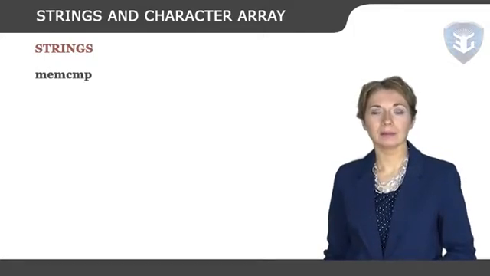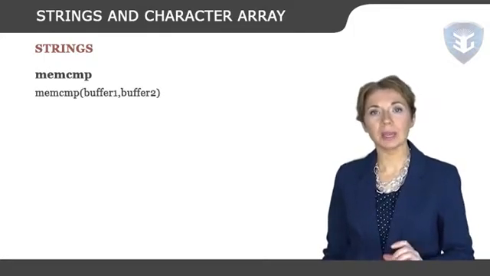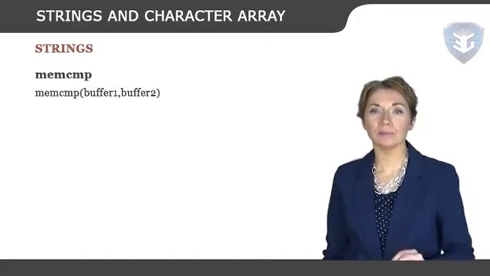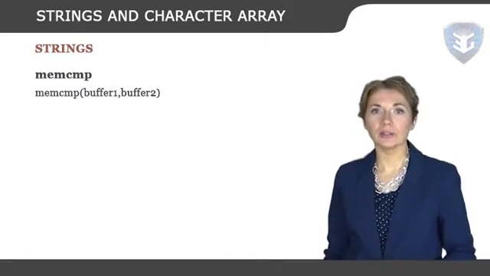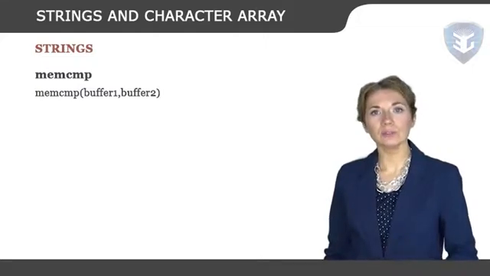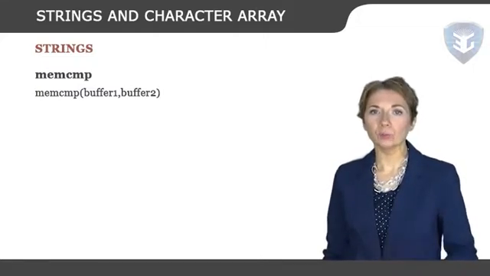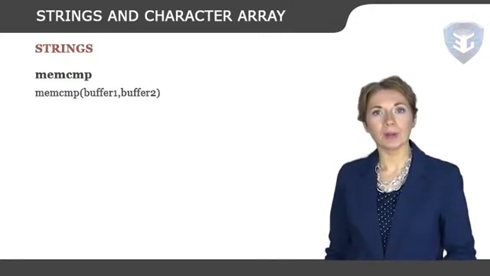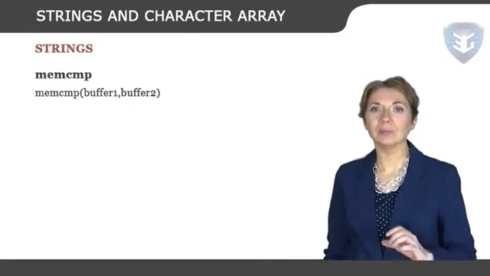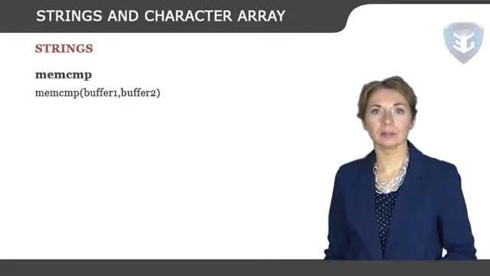memcmp. This library function compares the first count characters of buffer 1 and buffer 2. The function is used as shown on the screen. The return values are: if buffer 1 is greater than buffer 2, a number greater than null is returned. If buffer 1 is less than buffer 2, a number less than null is returned. If buffer 1 and buffer 2 are equal, a null is returned.